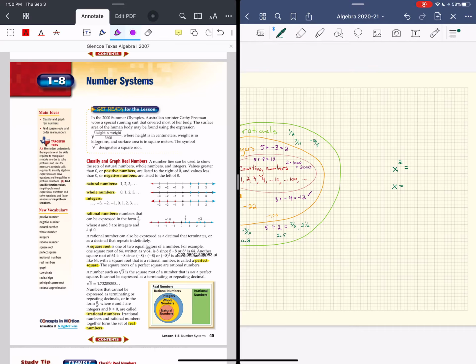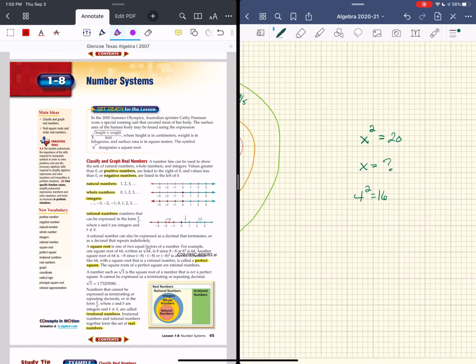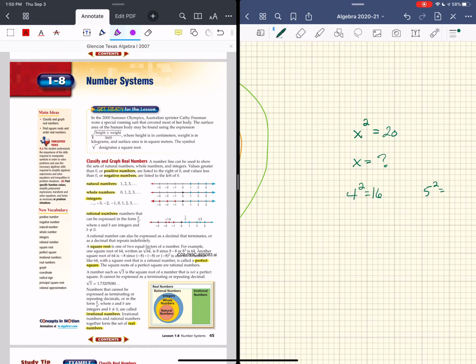But there's no particular reason x squared has to be 16. Imagine that x squared was 20 instead. Now we don't really know what x is. We couldn't say that it's 4 because 4 squared was 16. We couldn't say that it's 5 because 5 squared is 25. That's too big. So x is some number that lies between 4 and 5.